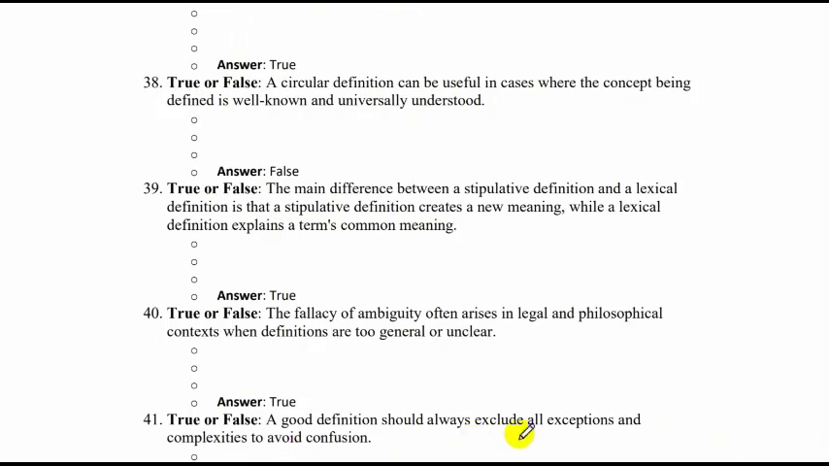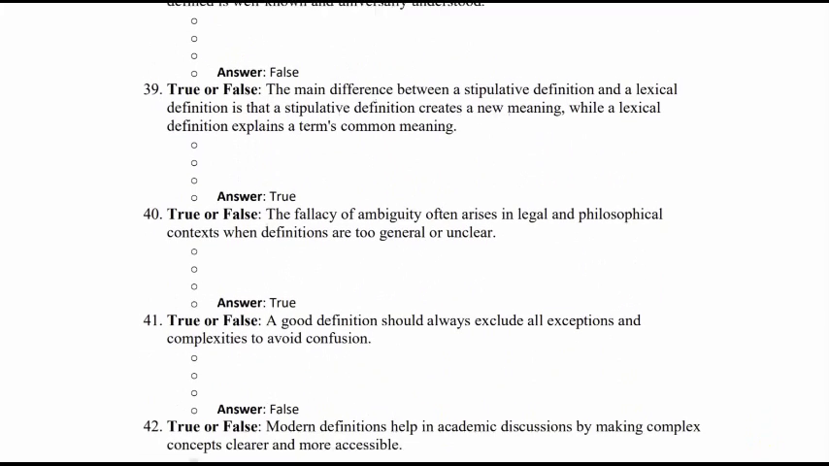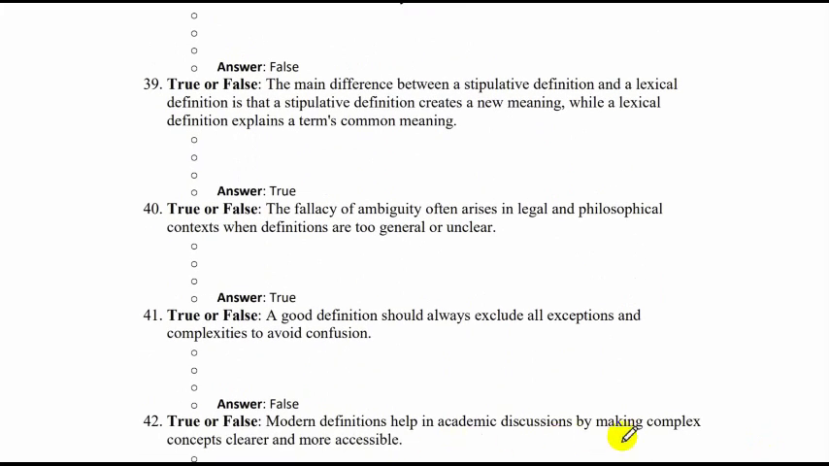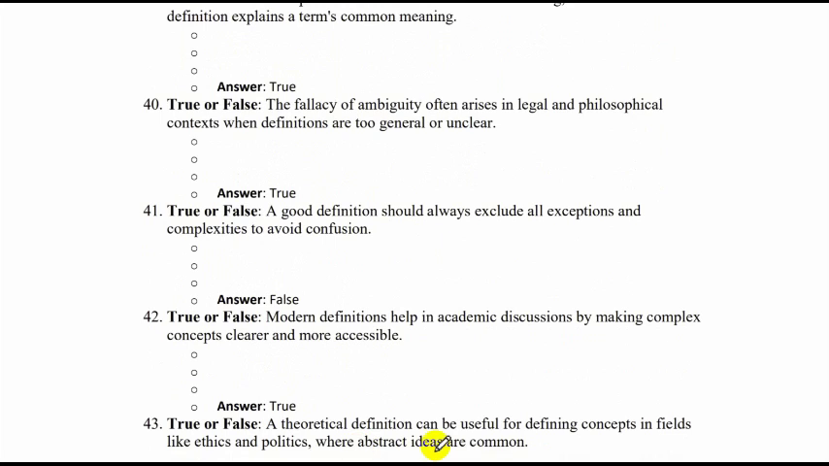A good definition should always exclude all exceptions and complexities to avoid confusion. I think it should include all exceptions and complexities. Let's check the answer. False. Correct. It should include, not exclude. Modern definitions help in academic discussions by making complex concepts clearer and more accessible. True. A theoretical definition can be useful for defining concepts in fields like ethics and politics where abstract ideas are common. True.